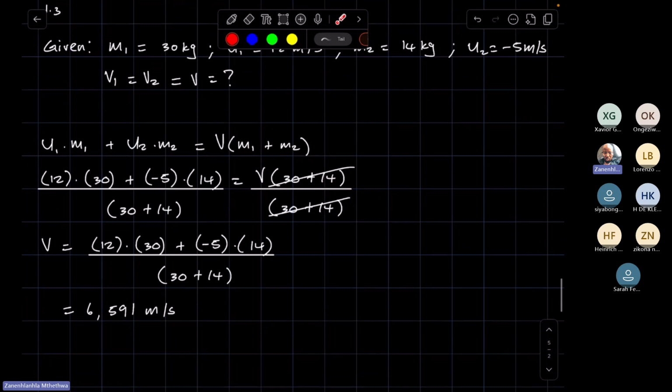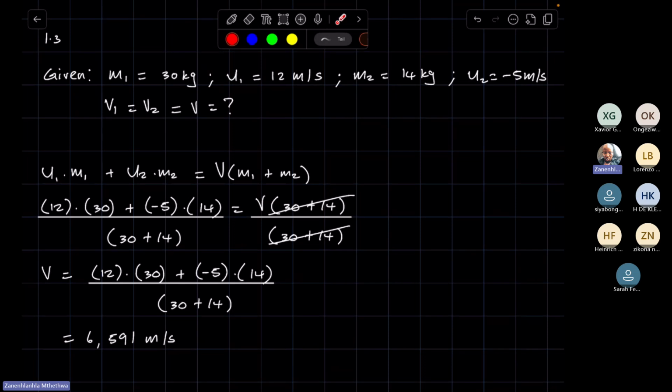So the final velocity we got is positive. Because it's positive, it means after the collision, the two objects moved in the initial direction of mass 1. Seeing that this is positive, it means it is headed east. And the object that was headed east initially, by initially I mean before the collision, was mass 1. So this is what that tells us, that the two objects after the collision move in the direction of mass 1.